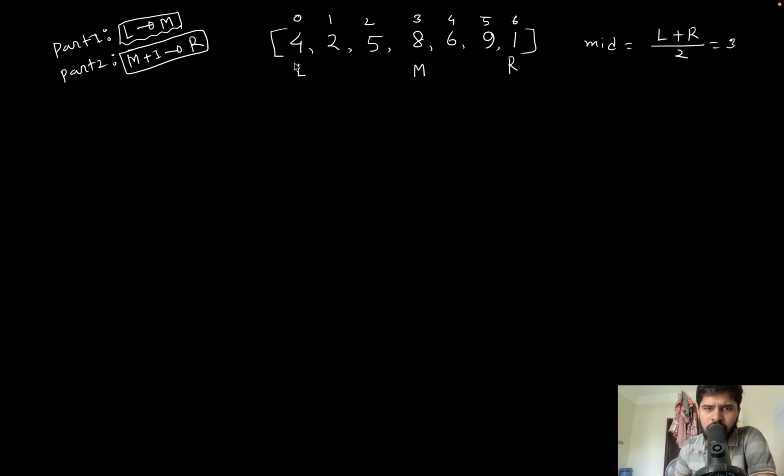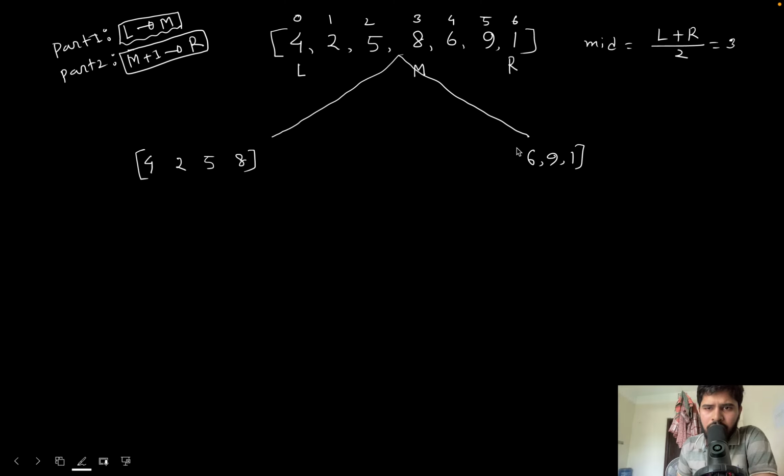So if we partition, let me show you what we will get. All right, here if we partition, we get this array right here: 4 2 5 8. This is our part 1. So we partitioned this array into two arrays. This is our first partition, and let's write out here our second partition, which is 6 9 1.